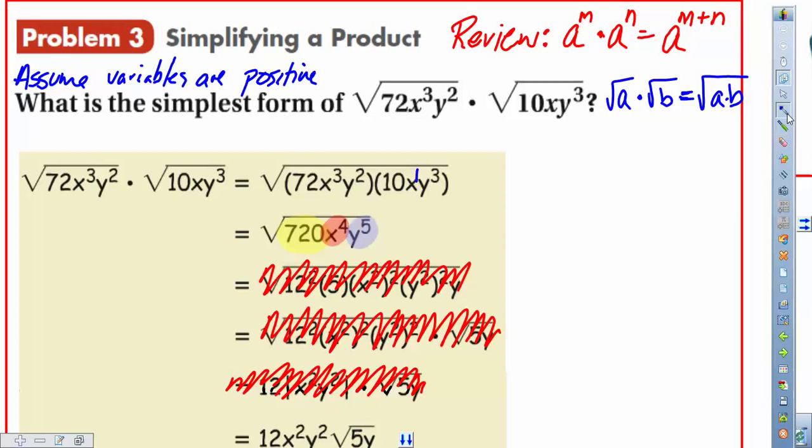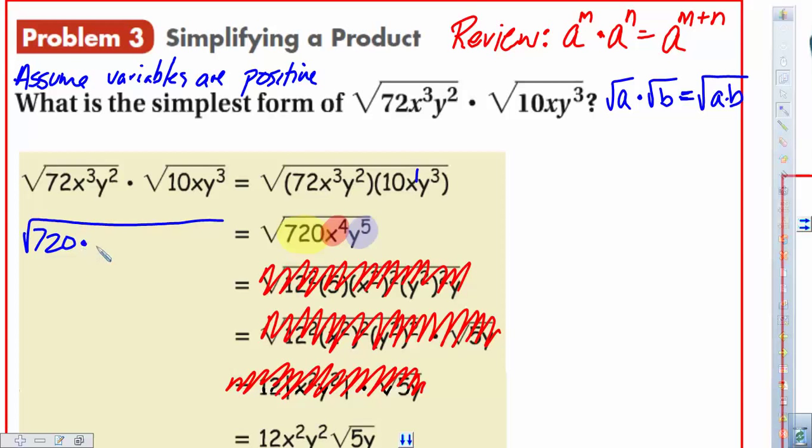Okay? Now that square root of 720 could get a bit messy, because it's very large, right? X to the fourth is a nice one because that exponent's even. Y to the fifth is odd, but we can deal with that one the same way we dealt with it in problem number 2.